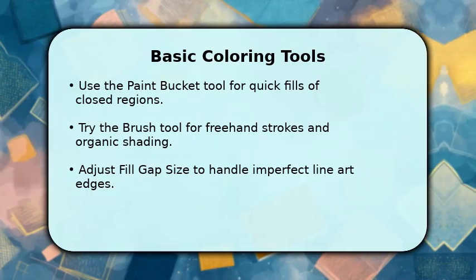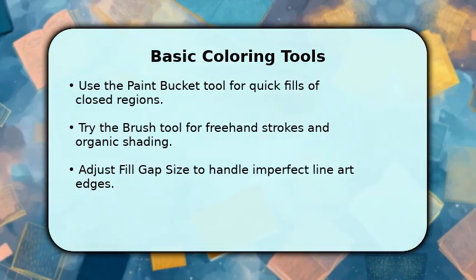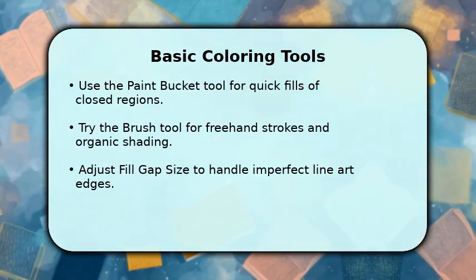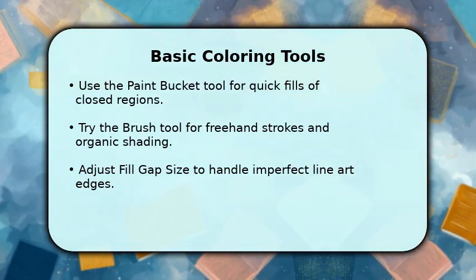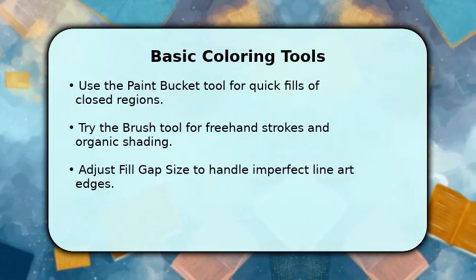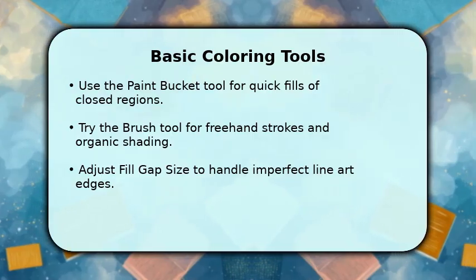For softer shading, switch to the Brush tool with lower opacity and build up layers gradually. Use the eyedropper to sample colors from your palette and lock transparency on shading layers to paint within existing shapes without leaving edges. This workflow keeps your colors clean and editable.